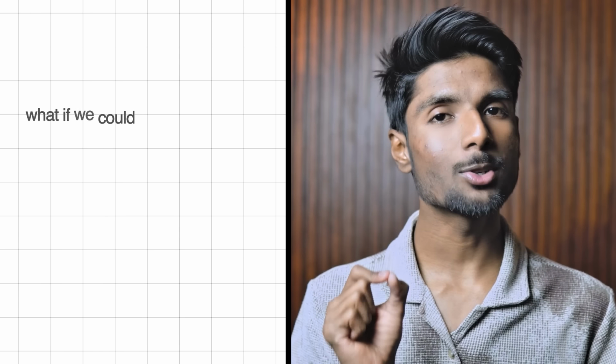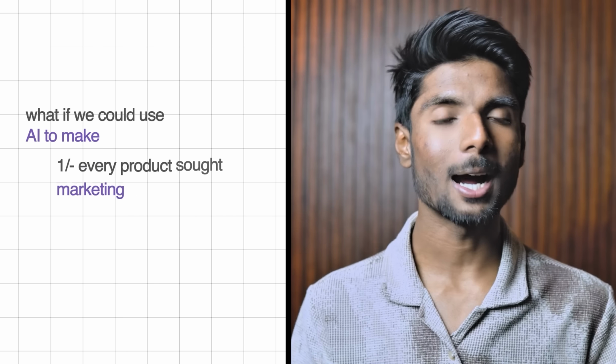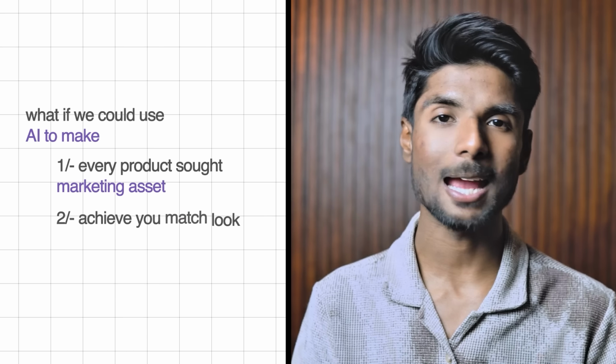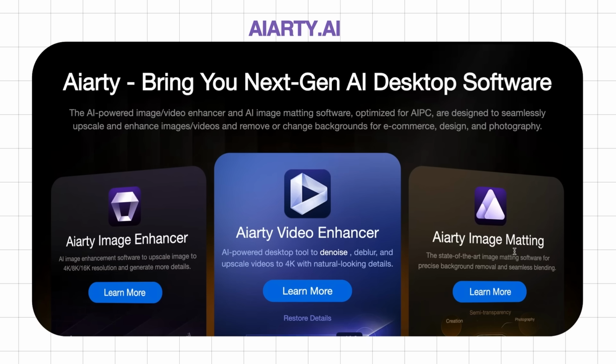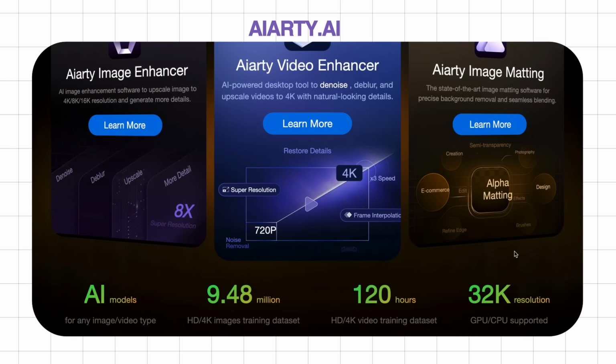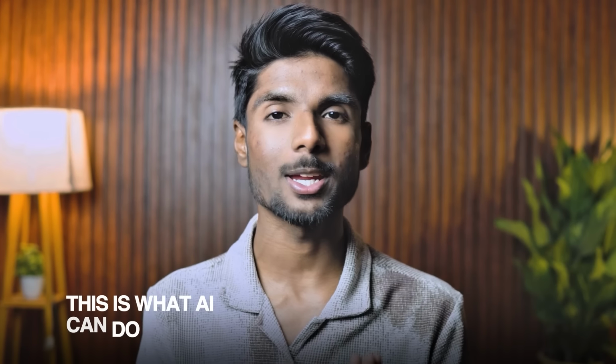But now what if you could use AI to make every product shot, marketing asset, and archive image look exactly like your quality? And here Aiarty comes. Aiarty is more than just another editing tool. It's an intelligent image enhancement engine that will help you get from the photo you have to the visual masterpiece you need. And this is what AI can do in the art world.